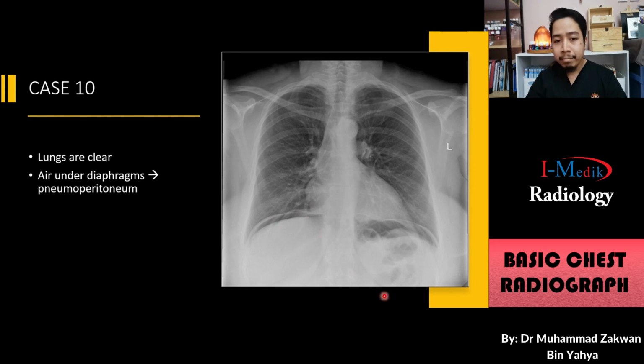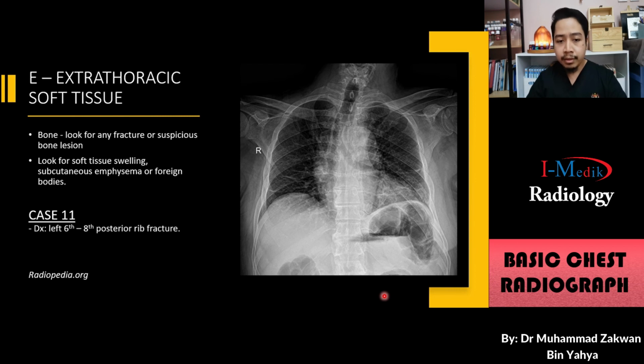And then E, extrathoracic soft tissue. Look at the bone, look for any fractures or any suspicious bone lesion. As well, we need to look at the soft tissue for any swelling, subcutaneous emphysema or foreign bodies in case of trauma.